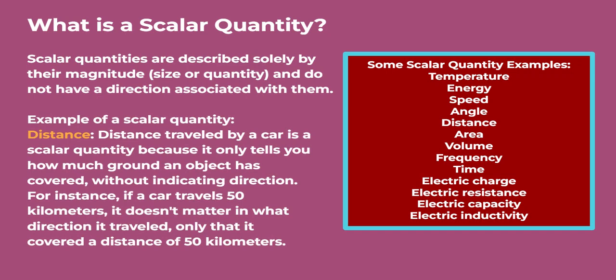An example of a scalar quantity is distance. Distance traveled by a car is a scalar quantity because it only tells you how much ground an object has covered without indicating direction. For instance, if a car travels 50 kilometers, it doesn't matter in what direction it traveled, only that it covered a distance of 50 kilometers.